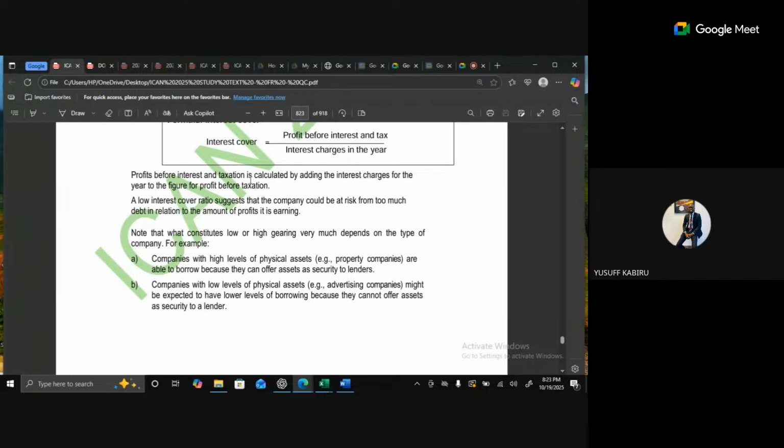Profit before interest and tax is calculated by adding the interest charge for the year to the figure of profit before tax. This is just in case the P&L that you were given does not clearly state your profit before interest and tax. If it's not clearly stated, you have finance costs, so all you need to do is take your profit before tax and add back that interest, that finance cost, in order to take your profit back to profit before interest and tax. So that's just what they are saying here.